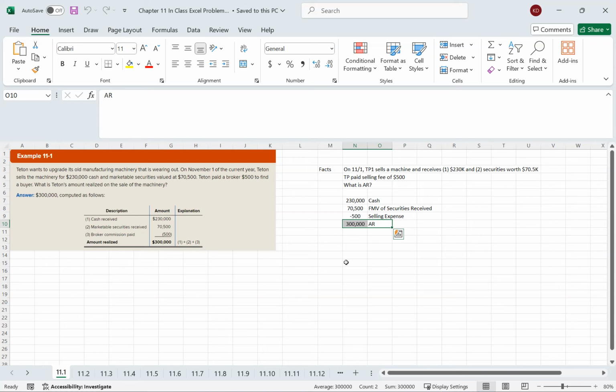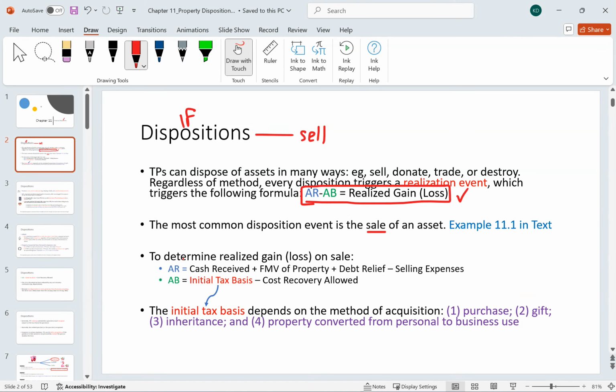We have a disposition event, and it triggers that equation. The first part of the equation is amount realized, typically the fair value of what you got, here $300,000. So that's what it's saying down here: the amount realized is generally the fair market value of what you receive. Typically it's cash, but it could be other property, it could be debt relief. What do we mean by debt relief? Well, think about something like student loan forgiveness. Imagine I said to you, I'll forgive $10,000 of your student loans. It's like you got something in that case; I got my loans wiped out.